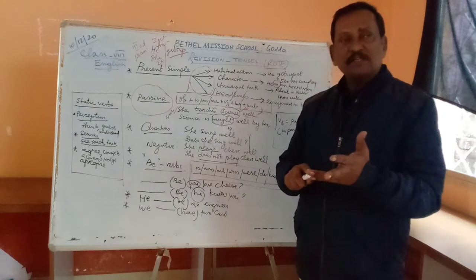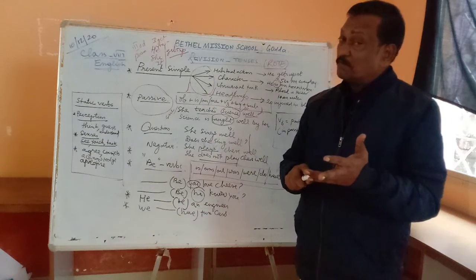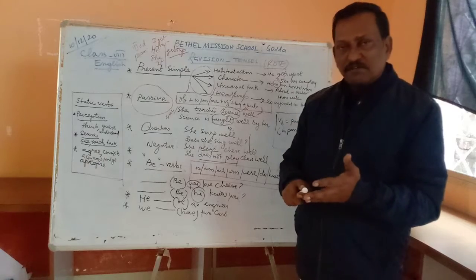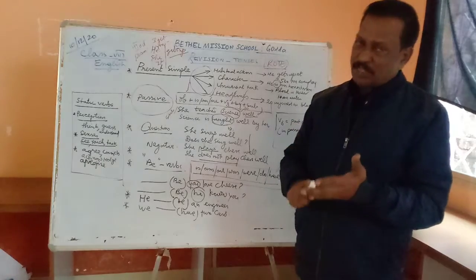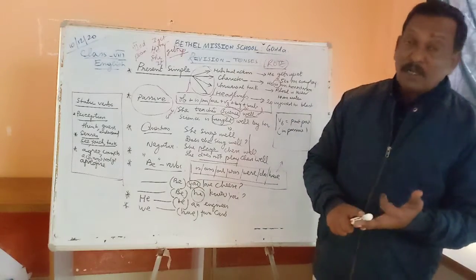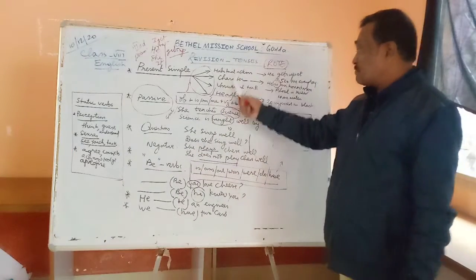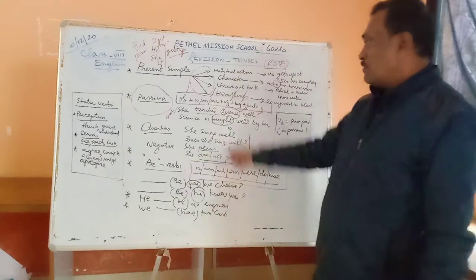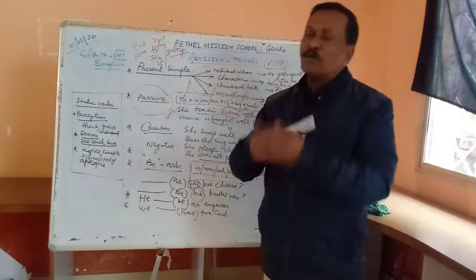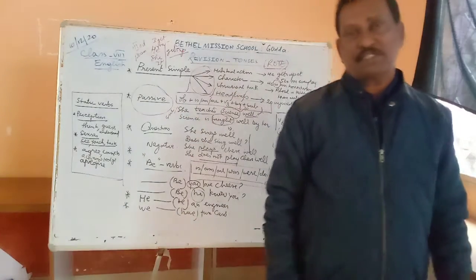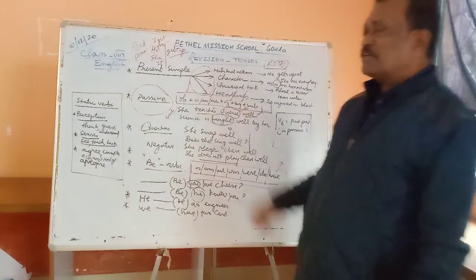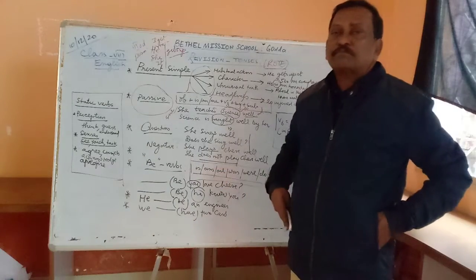Present simple can be converted into passive. Present continuous, present perfect. They all can be converted into passive voice. So we are discussing the present simple. So we need to know how the passive is formed in the present simple. I'll give you one more example.